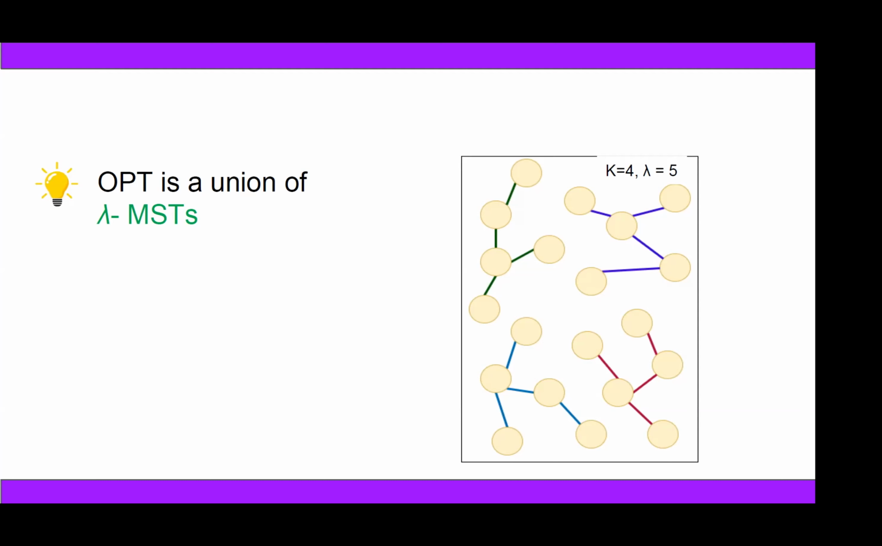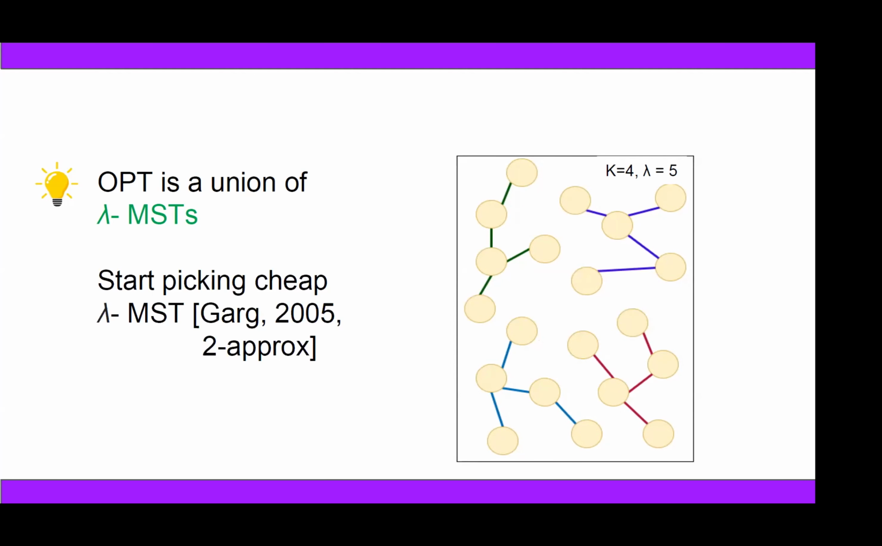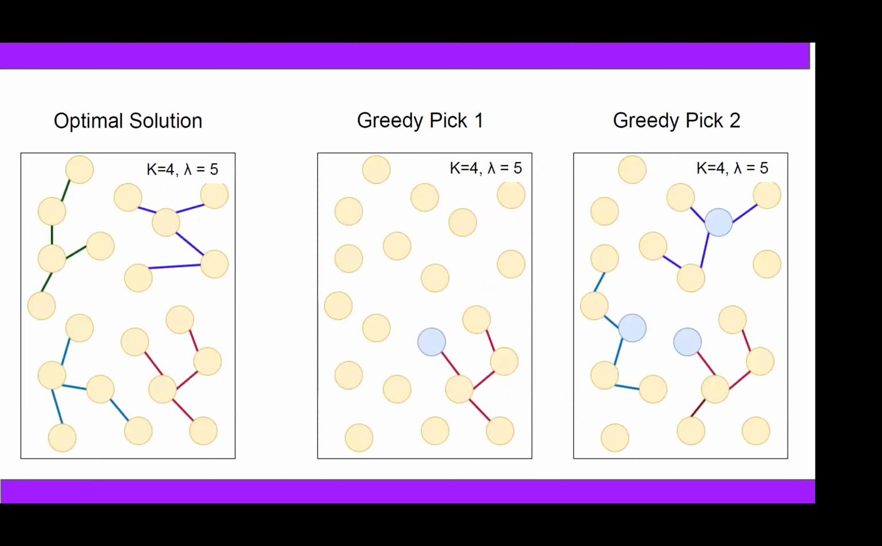So a natural idea would be to start finding these good lambda MSTs. Now of course finding a lambda MST is NP hard, but we can use a known approximation algorithm for this, which gives a 2 approximation. So let's start doing that in a greedy fashion. Now here is a problem that we land up on. Suppose the optimal solution looks like the figure on the extreme left. These are the 4 trees that are created by opt, whereas my greedy choice might end up picking some trees which have low cost.